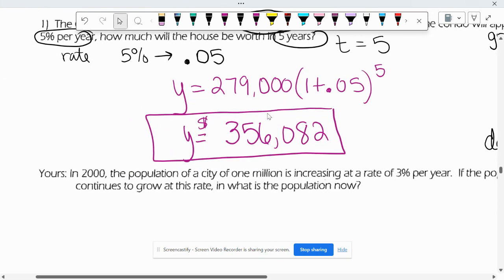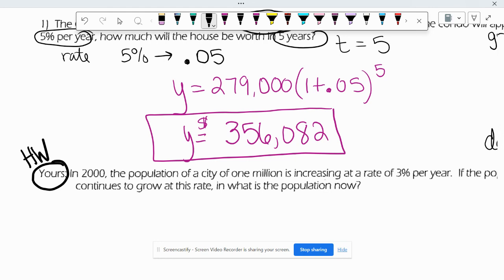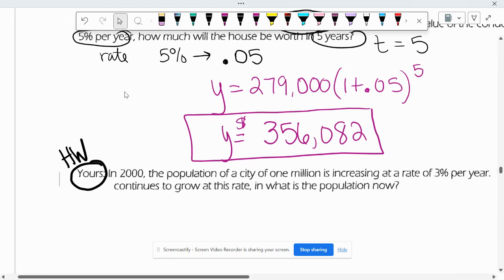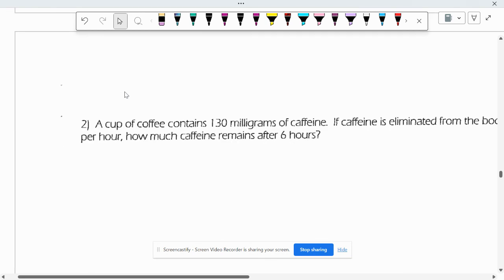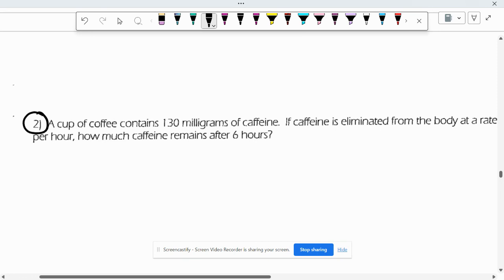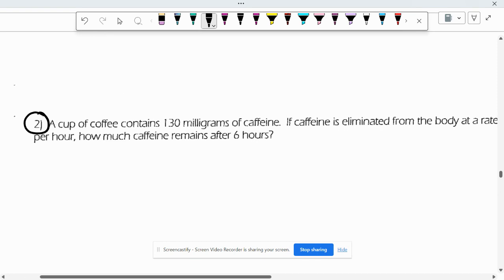Okay. So I'm just going to put a little circle around here for the yours. That's your first homework question. Okay. That question that says yours, that's your first homework question. And then I'm going to go on to page 15. This number 2, we're going to set it up, but this is going to be your homework as well.